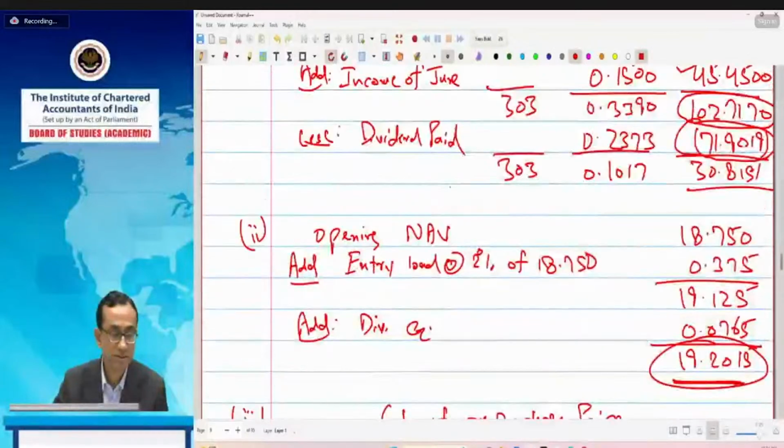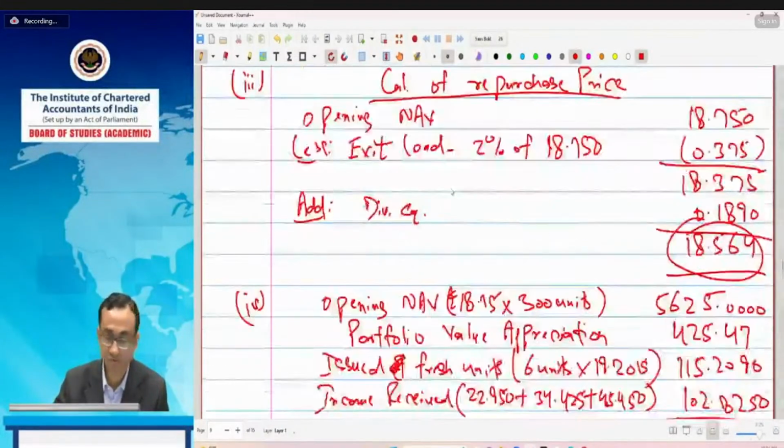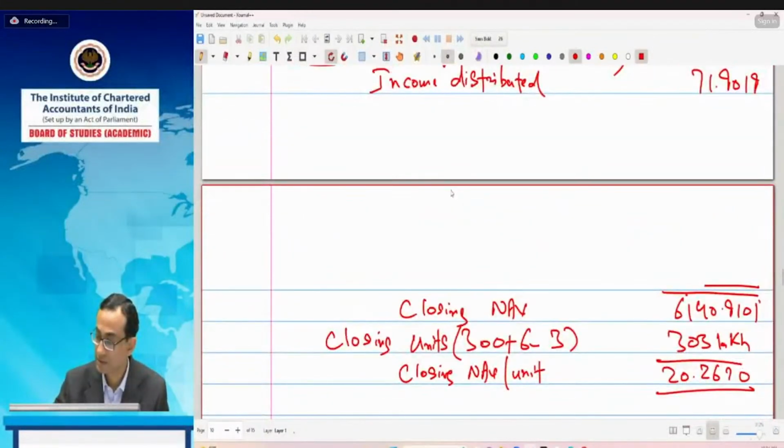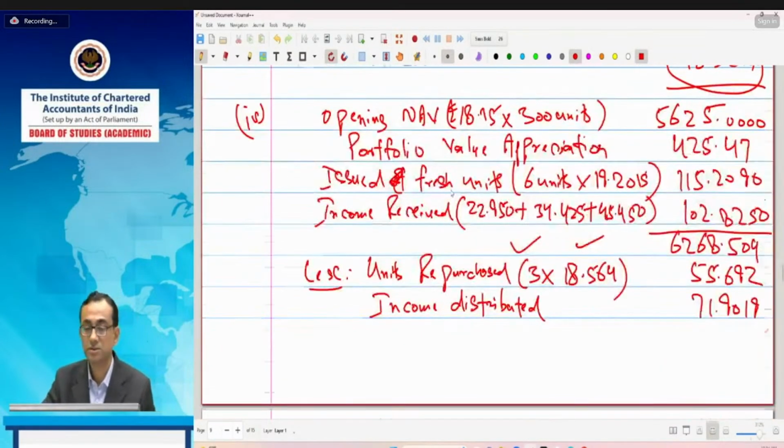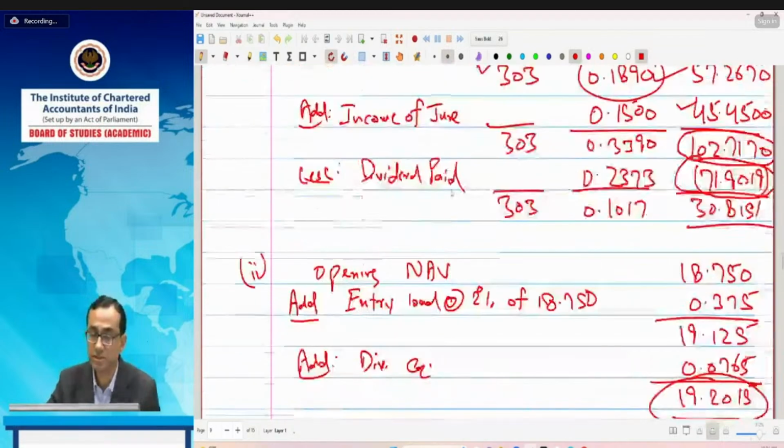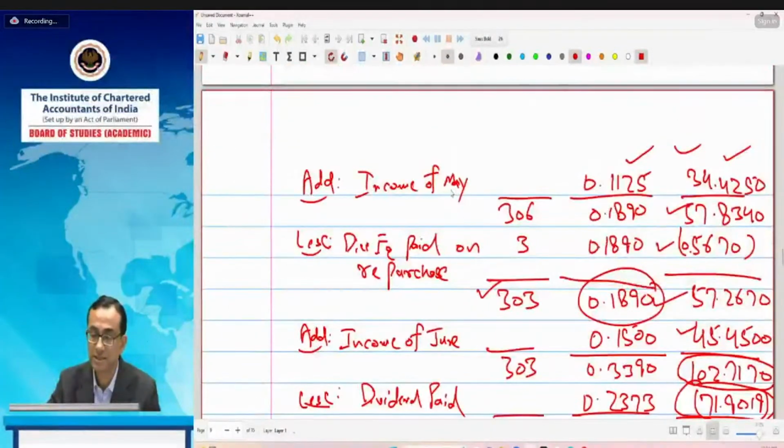So this is about the question, 6140.91? Yes, Kirti, your answer is correct. I think other students have also been getting the answer. Any question on this? Otherwise, I will wrap it up.